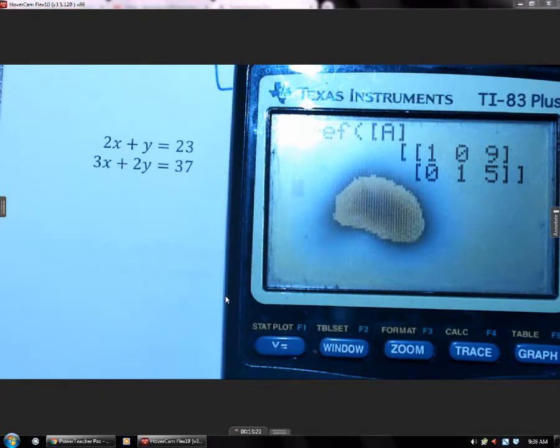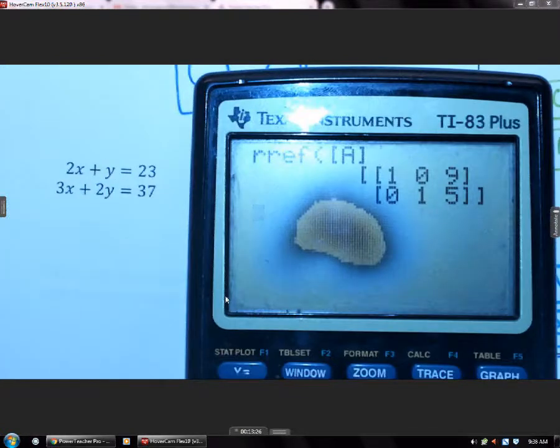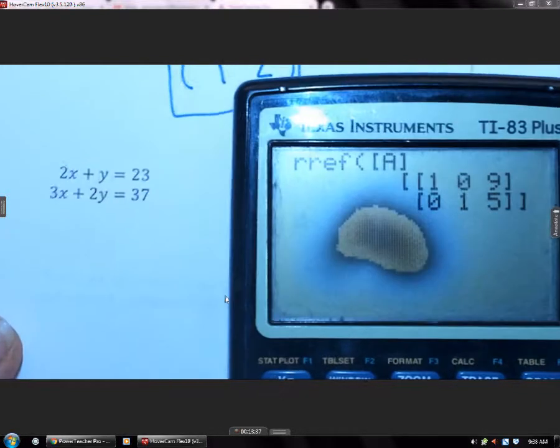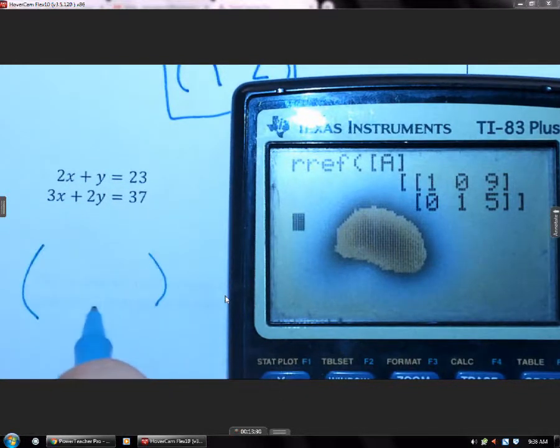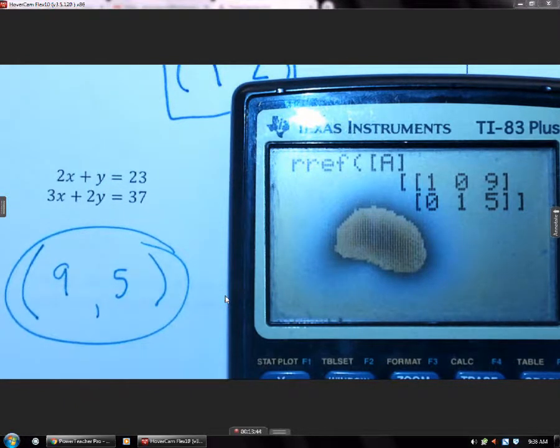What questions you guys got for me? Anybody get stuck? X is 1, Y is 1, right? Nope. So what is your answer when your screen looks like this? X is 9, Y is 5, so how would I write that in an ordered pair? 9, 5. So which part of that is the answer? The two numbers on the right.